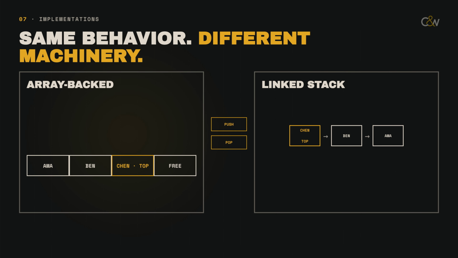The trade-off is extra memory for links and less predictable memory layout. Same push, pop, and peek. Different machinery underneath. This is why a stack is called an abstract data type. The rule matters more than the container used to keep it.